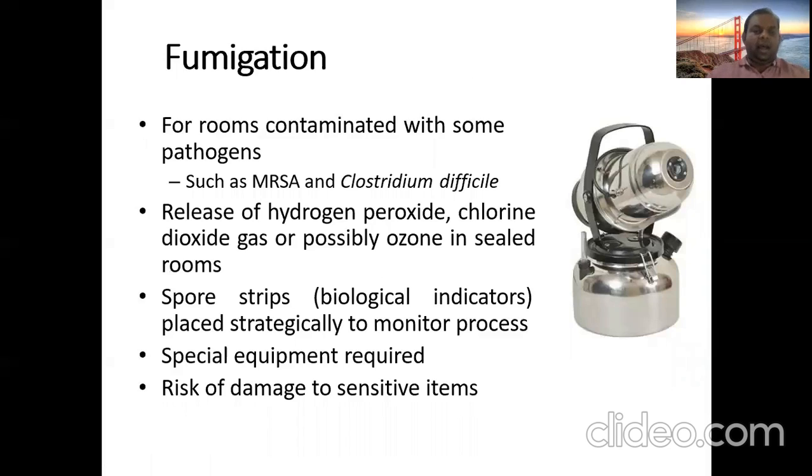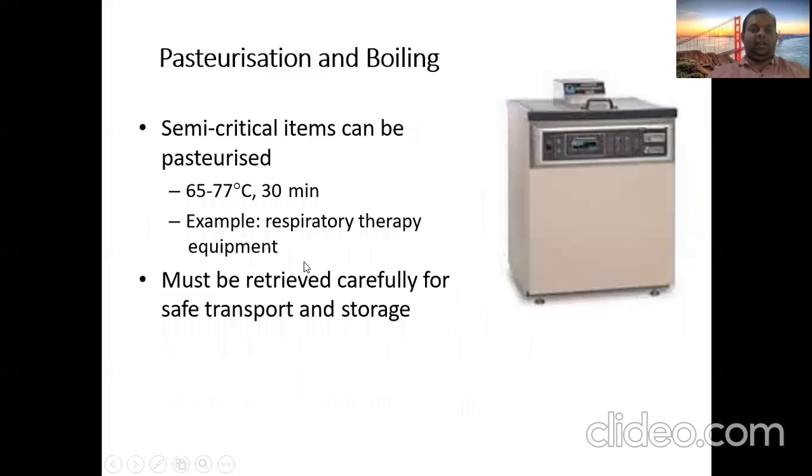Fumigation: there are methods for rooms contaminated with some pathogen. Imagine a surgical theater, a highly dedicated orthopedic theater as well as cardiothoracic theaters. If we implant any organism during surgery, the surgery will be in vain. So hydrogen peroxide, chlorine dioxide gases, or possibly ozone is released in the sealed room for the sterilization.